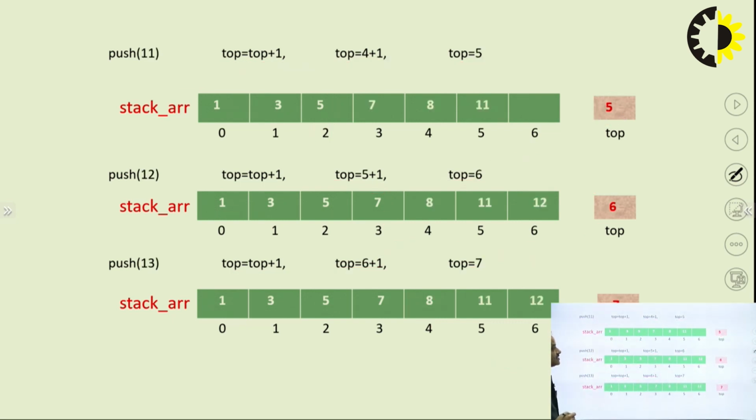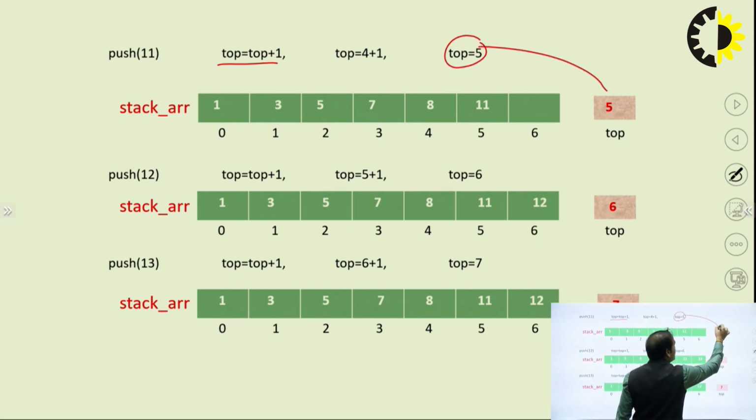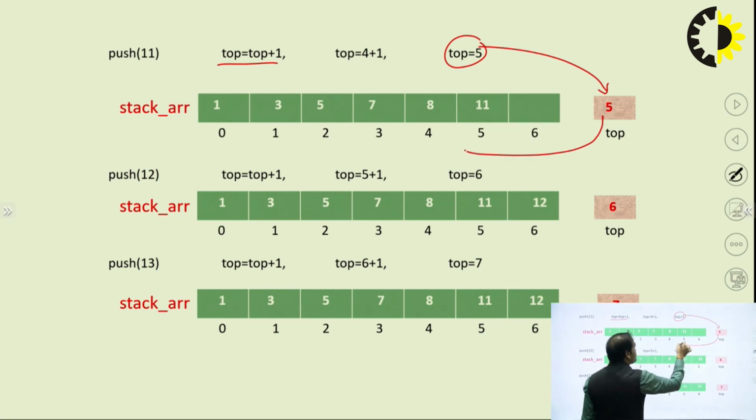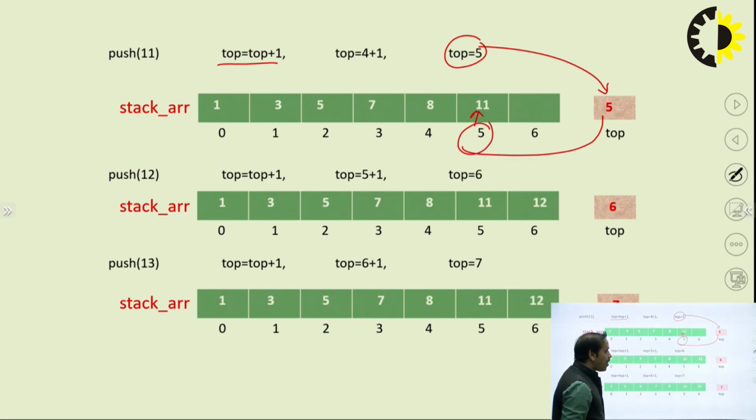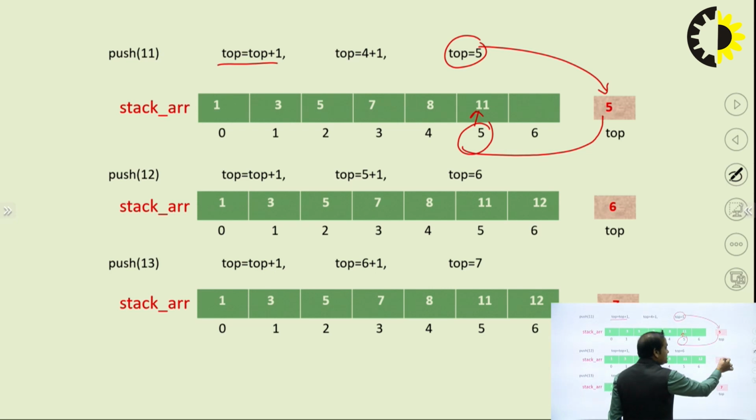The next one is, we want to insert 11. Then top is also incremented by 1. Now the top contains 5. Top contains 5 here, and at the fifth position, we insert 11. And so on, we insert 12 at the last position. At this condition, the top contains 6, and the value at 6 is 12.